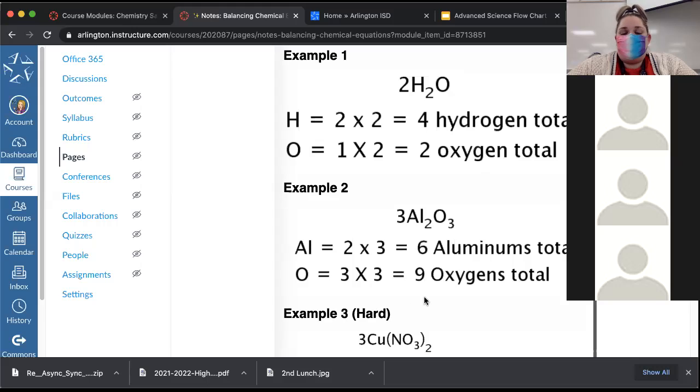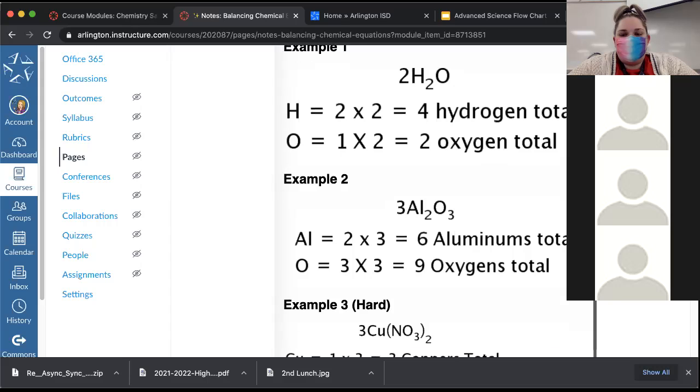Now, keeping that in mind, can anybody tell me how many oxygens are in this compound? Yes, there should be 18. Right behind the oxygen is a 3, and then I multiply it by the 2 that's outside the parentheses. So 3 times 2 is 6. And then that 6 gets multiplied by the coefficient here, which is a 3. And 6 times 3 would be 18.